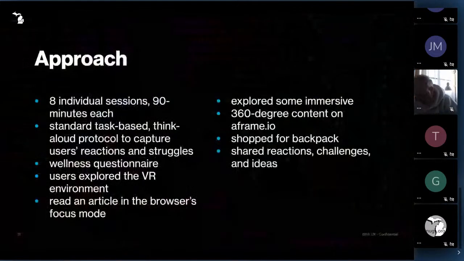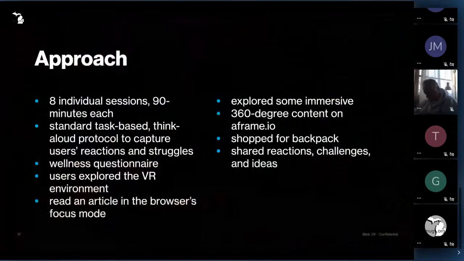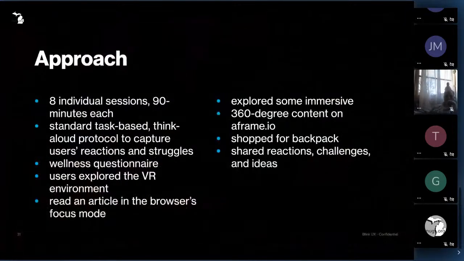But ultimately, the approach we took with this, so again, another small number of sessions. They're pretty long, so people come in for 90 minutes, and we do what we would call a standard task-based procedure, and we have people think aloud while they're using that to really capture their reactions and struggles. We asked them some questions afterwards. We were worried a little bit about motion sickness in VR, so we asked some wellness questions there, and asked them to explore the VR environment, do typical web browsing activities.